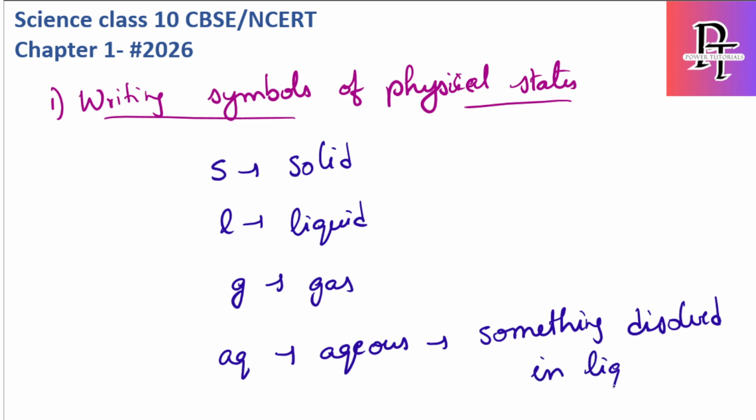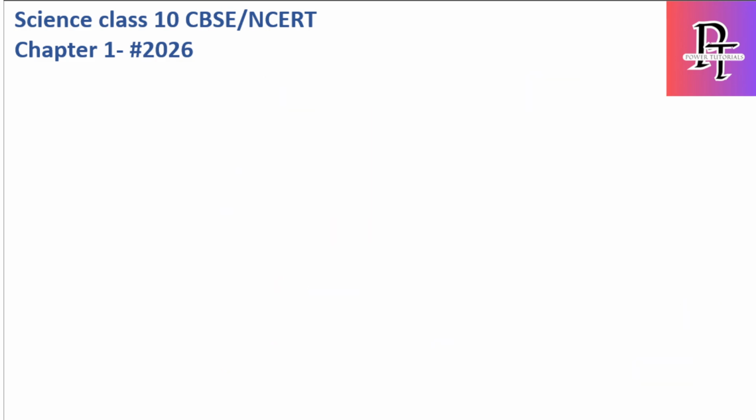If it is mentioned that HCl is dissolved in liquid, then it is aqueous, and NaOH dissolved in liquid is also aqueous. If anything is mentioned as dissolved in liquid or dissolved in water, it becomes aqueous. Aqueous and liquid, don't get confused between them. Liquid is the pure liquid, whereas aqueous is something dissolved in liquid to form a different state, which is called aqueous.